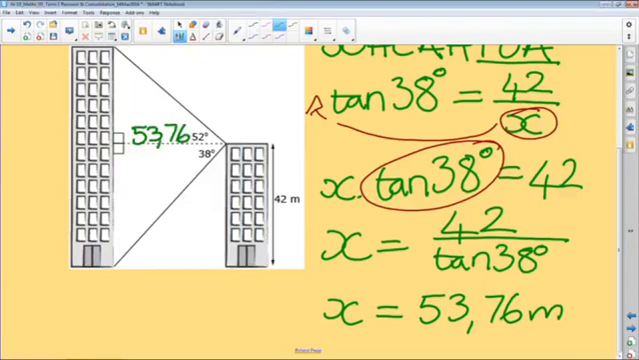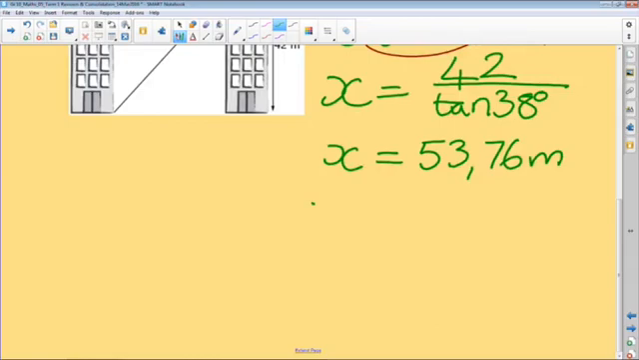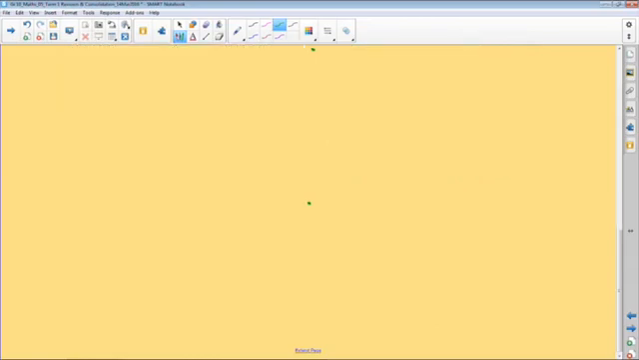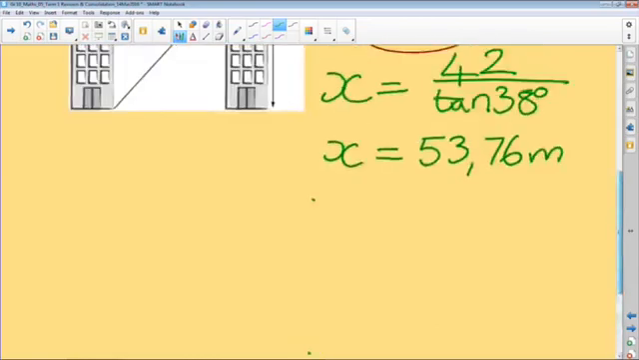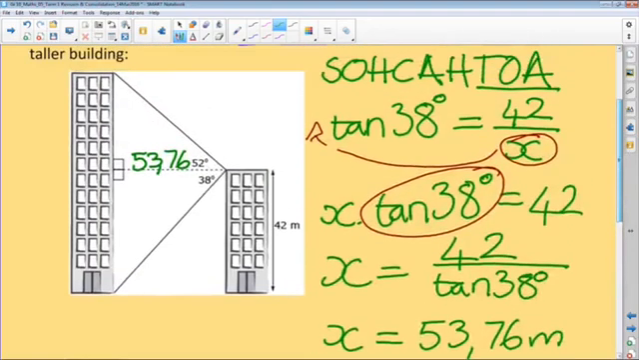And the next question asked us to calculate the height of the taller building. So now that I've made some space, let's look. I know from there to there is going to be 42 meters. But I need to know what's going to happen over here. So what do I do?